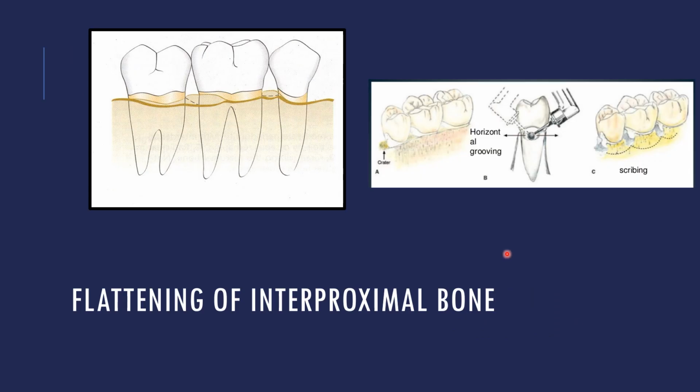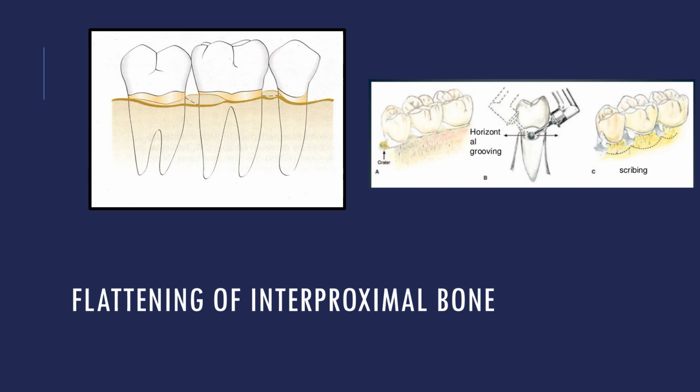So you can see that this is the irregularity in the interproximal area, these areas. This can be done with horizontal grooving, or with scribing. You can use a scribing method for the flattening of interproximal bone. With the files we can go for the removal.